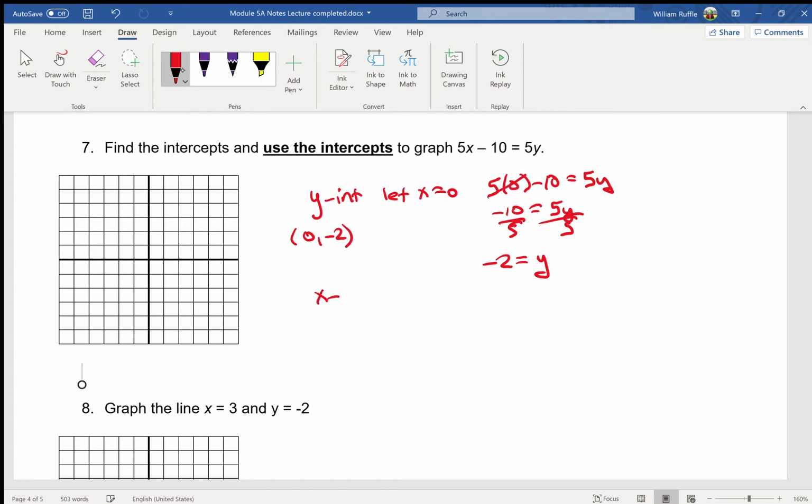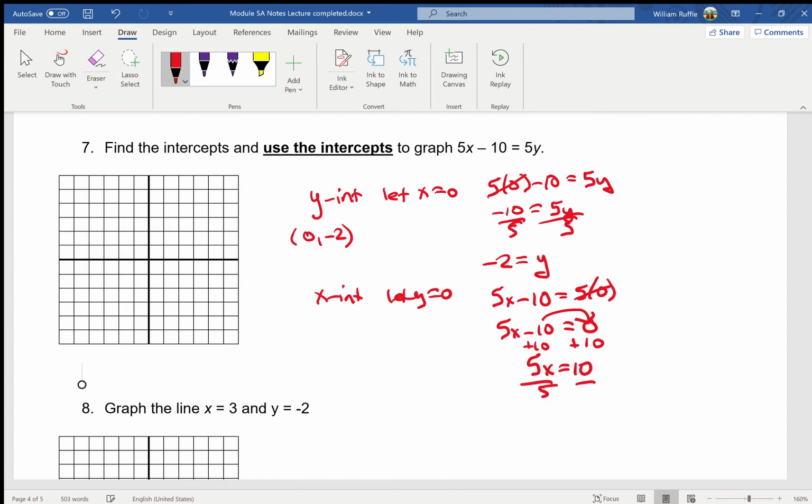To find the x-intercept, we let y equals 0. So now it's going to be 5x minus 10 equals 5 times 0. Now 5 times 0 goes away, but I actually have an extra step. This is a strange question. All the other ones were simpler. I actually have to move the 10 to the other side, don't I? So 5x equals 10, divided by 5, so I get x equals 2. So my other point is (2, 0).